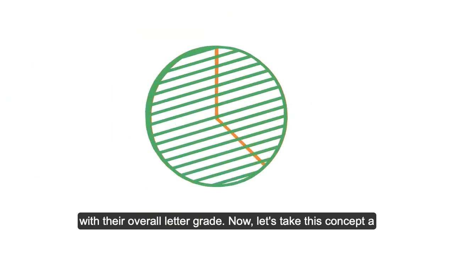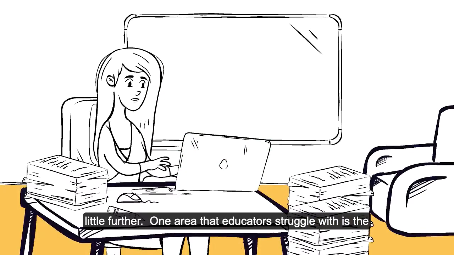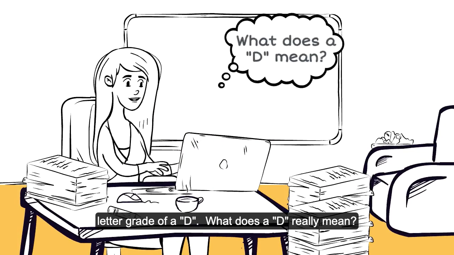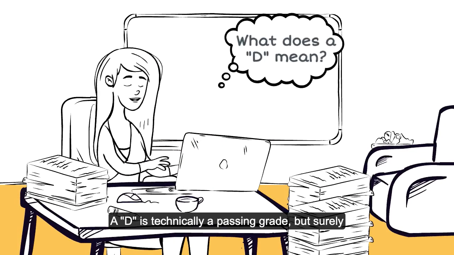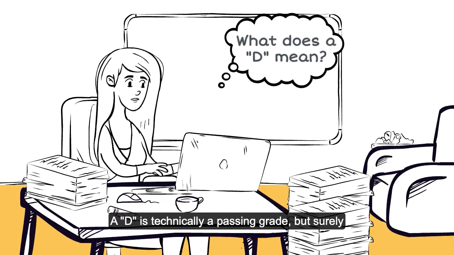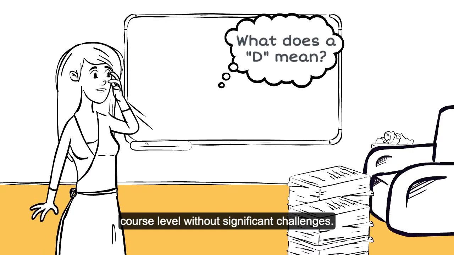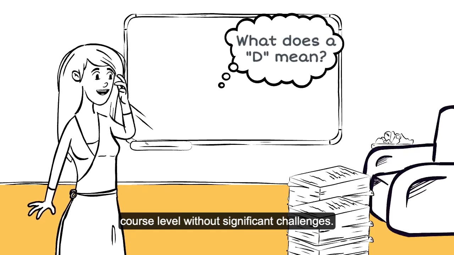Now let's take this concept a little further. One area that educators struggle with is the letter grade of a D. What does a D really mean? A D is technically a passing grade, but surely does not show evidence that a student is prepared and ready to advance to the next course level without significant challenges.